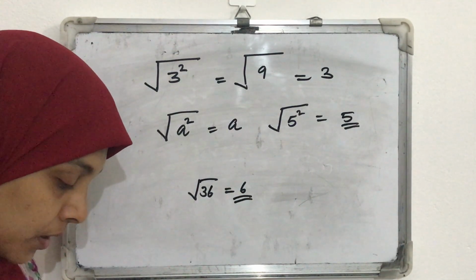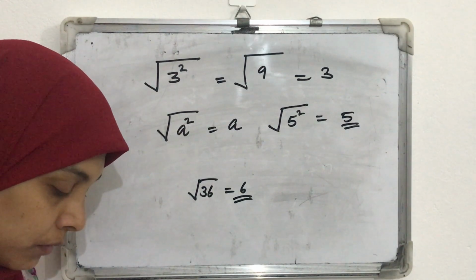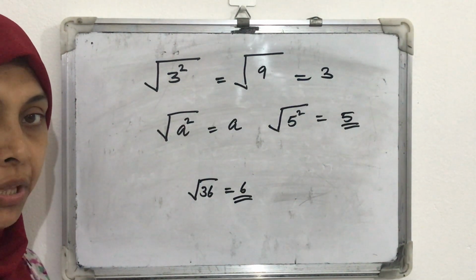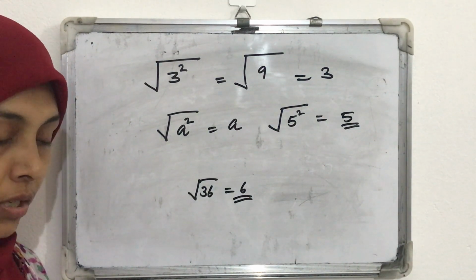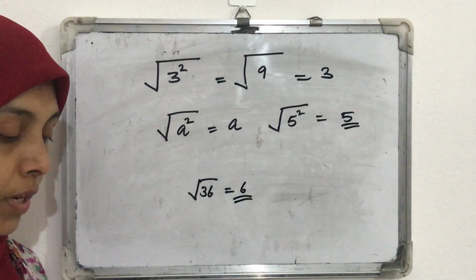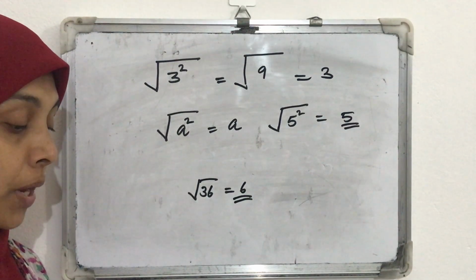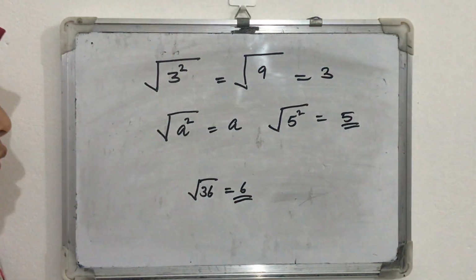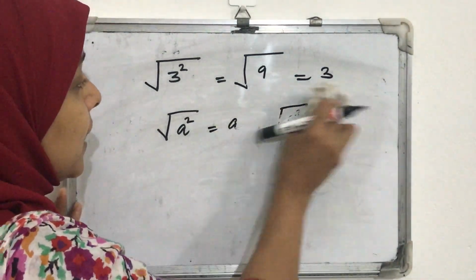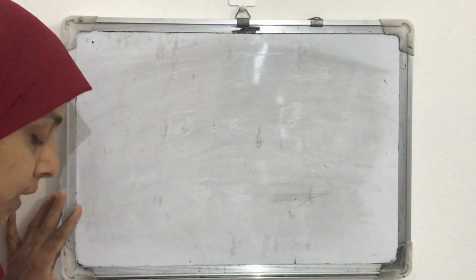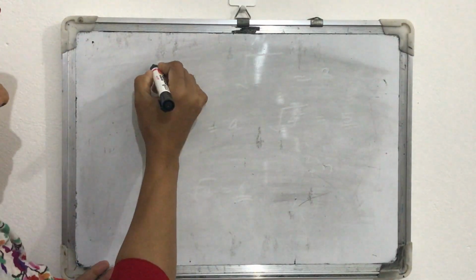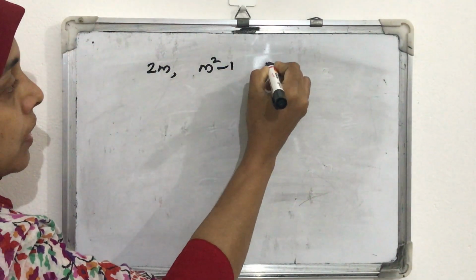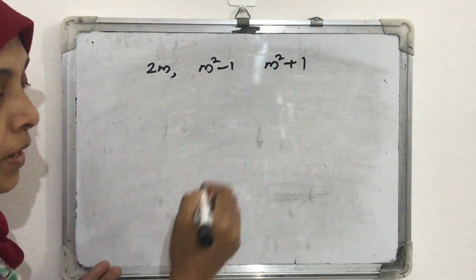Next one. Find the square root of 5184 using the prime factorization method. Most of you made that correct. That is a very important question and it's also a very easy question. Next, find a Pythagorean triplet whose one member is 50. That also most of you made mistakes. We know the Pythagorean triplets are: the first one is 2m, another one is m square minus 1, next one is m square plus 1.